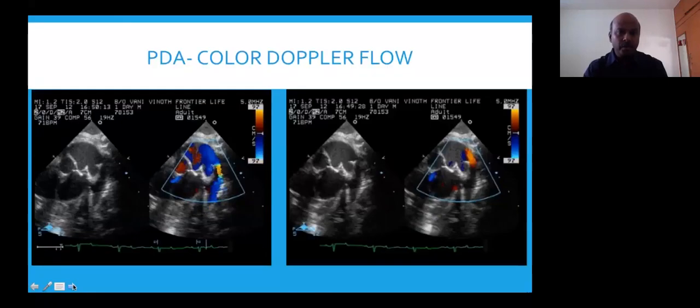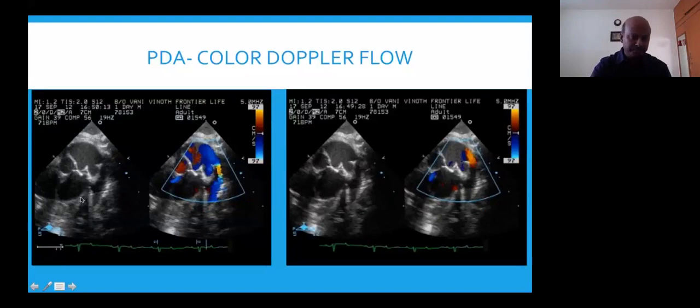Now, what's important is echocardiography, and it's important for all neonatologists and pediatricians, especially neonatologists, to be able to do at least a basic echocardiography to determine the extent, the magnitude, of the ductal shunt.